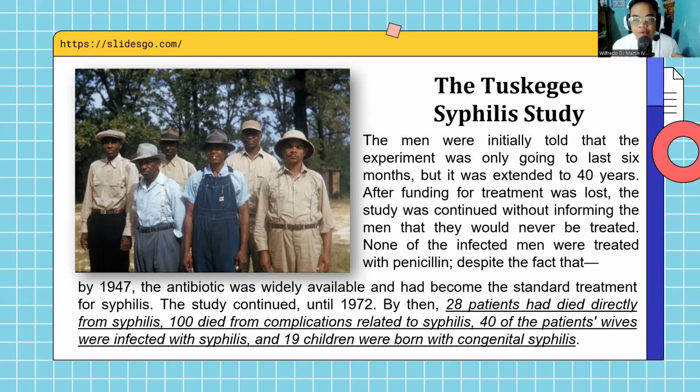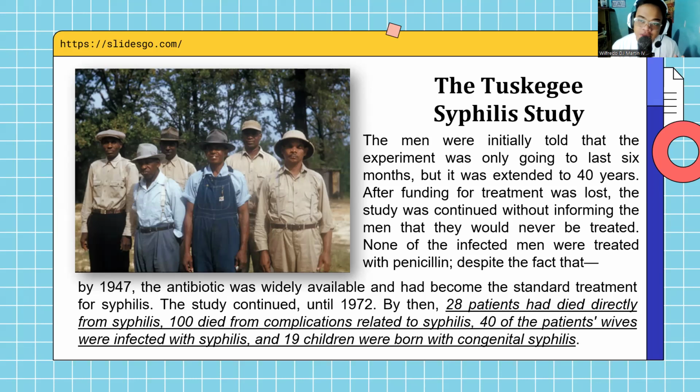After funding for treatment was lost, the study continued, even though they already knew that in the 1940s penicillin was already available. The antibiotic had become the standard treatment for syphilis, but they did not give it to these men. So as a result, until 1972, for almost 4 decades, imagine, almost 4 decades, the experiment still happened.